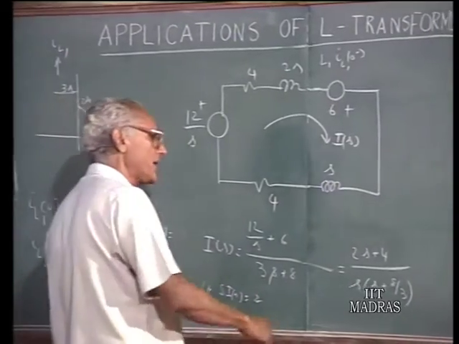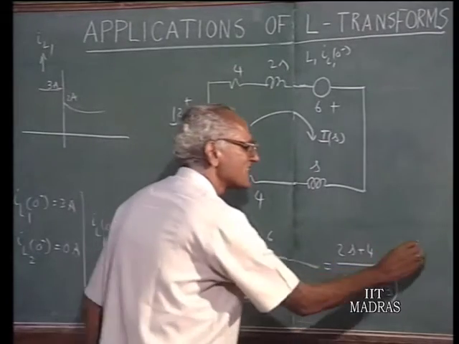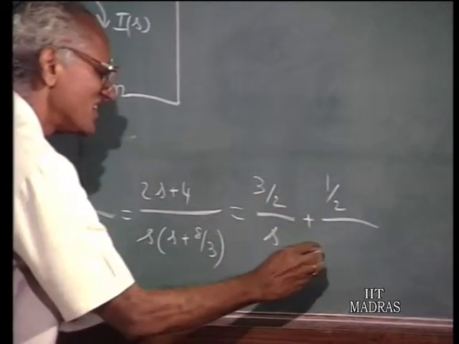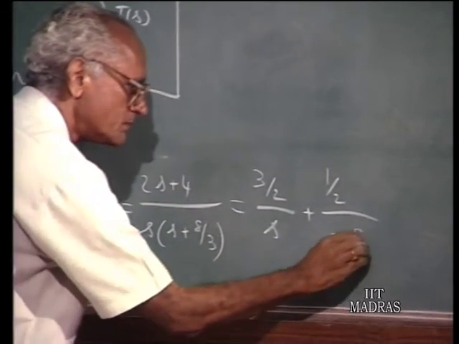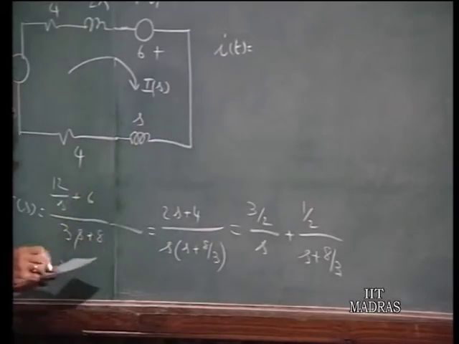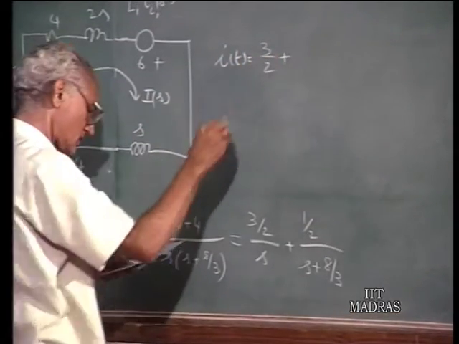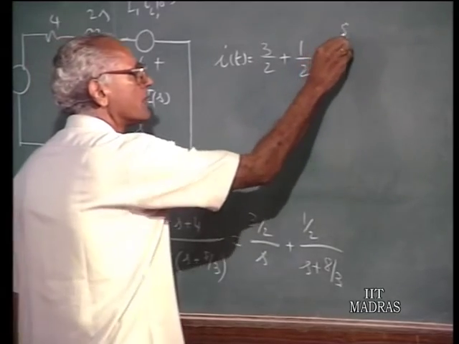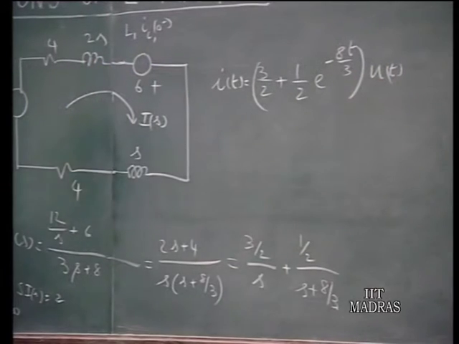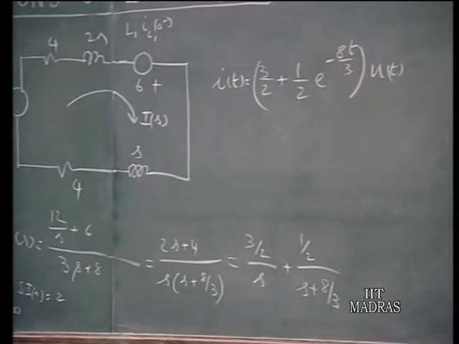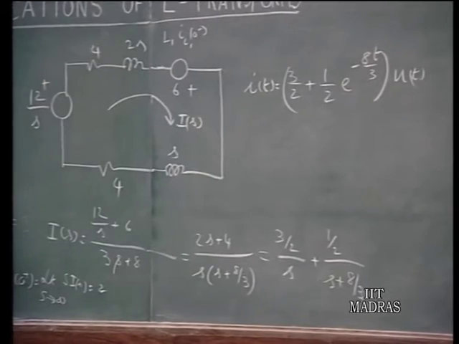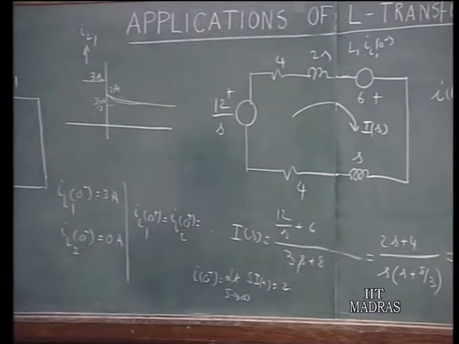If you want to find I of t separately, you make the partial fraction expansion. This becomes 3 by 2s plus half of s plus 8 by 3. So you get I of t in the loop as 3 by 2 plus half of e to the power of minus 8t upon 3, times u of t. So that current, which was originally 3 amperes in IL1, has jumped to 2 amperes, and then finally it decays to 3 by 2 amperes. Now, what about the inductor voltage?